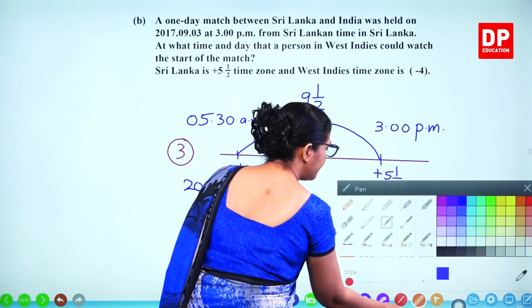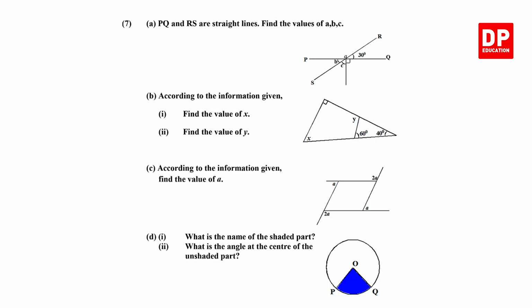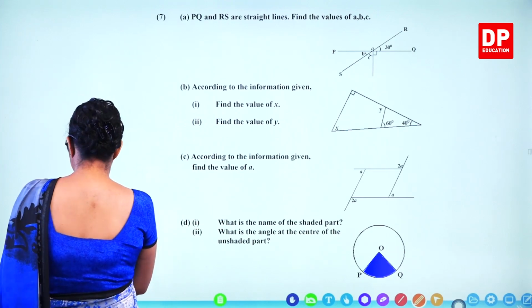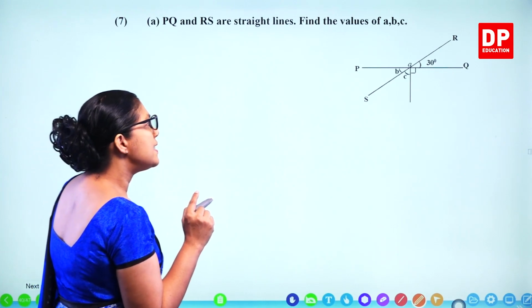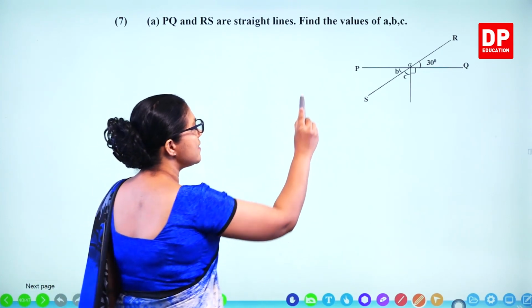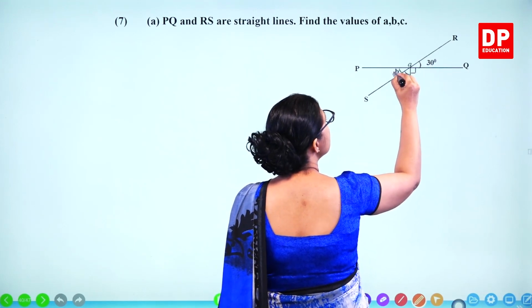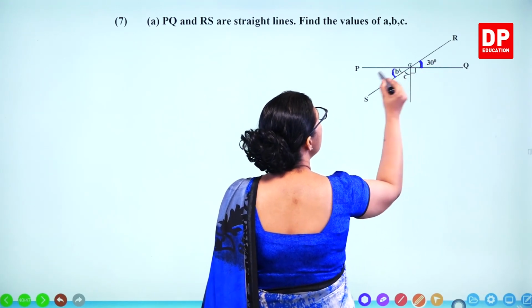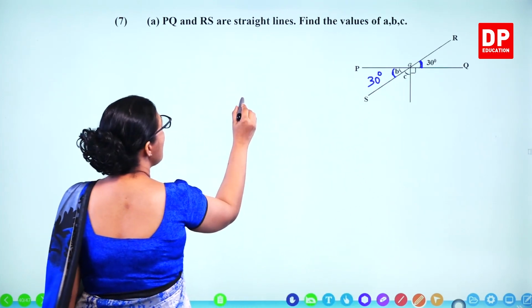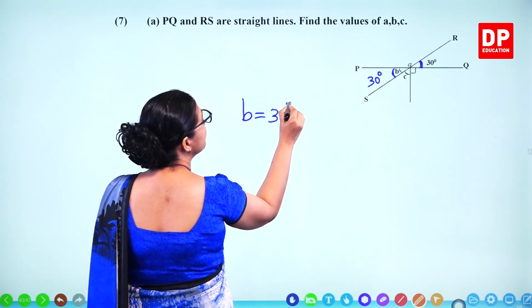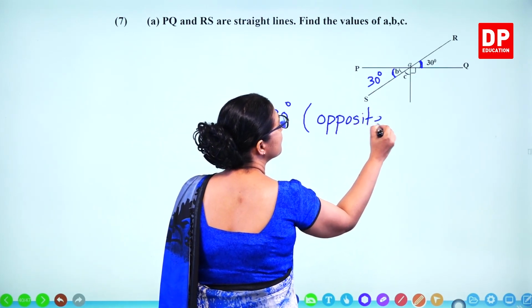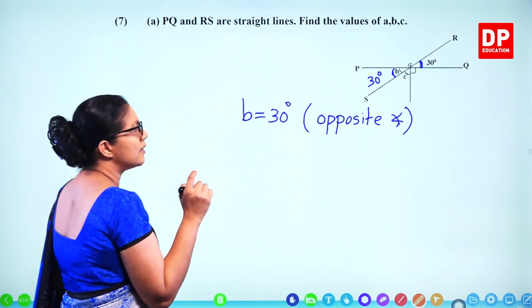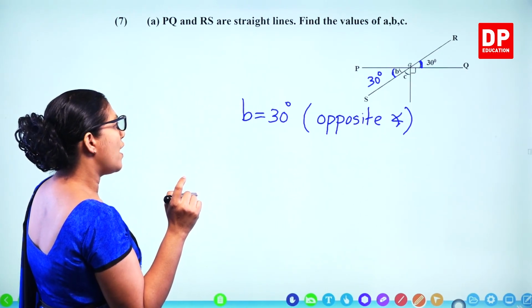Let's do the next one. Question number 7, that's the last question. This is about angles. PQ and RS are straight lines. Find the values of A, B, C. Look carefully, these are straight lines. So this is same as this. So what's the B value? B value you can straight away write down. B equals 30 degrees. That's opposite angles are equal.